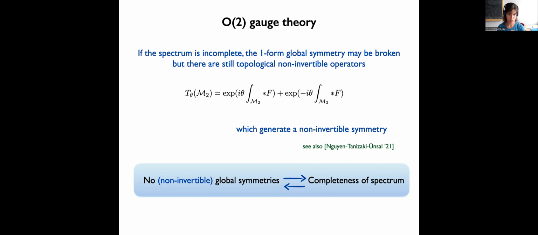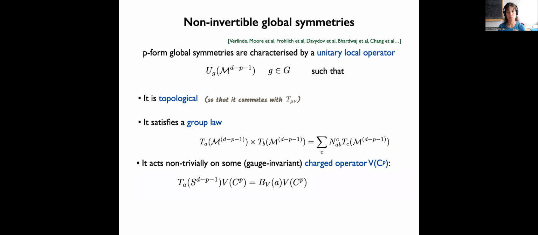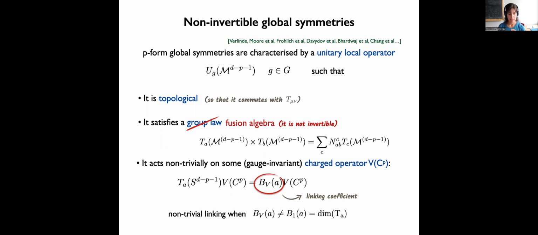Okay, so this is one example. The point is that we want to prove this for any gauge group. This is what we do in the paper. Just to make clear, the non-invertible symmetries, which probably you all know about, differ from the definition I gave you before only in that they do not satisfy a group law, but some more complicated fusion algebra. But the rest is the same. And then the linking coefficient can be more complicated. It's not just a phase, it can be some matrix, a more complicated object. But again, whenever this is non-trivial, then I will have some non-invertible symmetry.